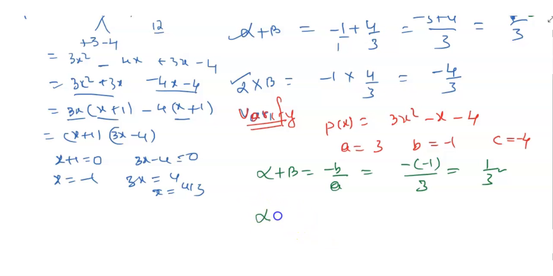So let's find out the product of zeros. Here, alpha into beta is given by the formula C upon A. What is the value of C here? Minus 4. What is the value of A here? 3. Minus 4 upon 3 is my answer. Hence, verified.